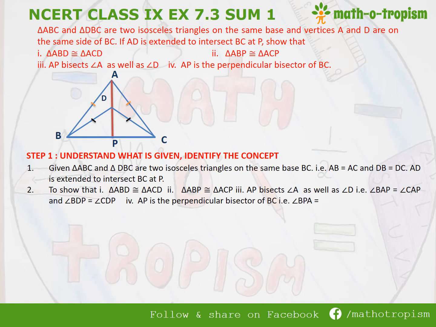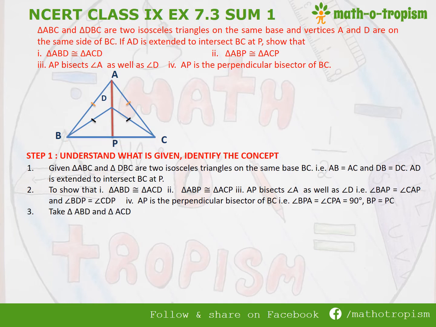Now what does the third one mean? It means that angle BAP is equal to angle CAP, and similarly the fourth one says that AP is perpendicular to BC, which means angle APC and angle APB both should be 90 degrees, and since it's a bisector, it means BP should be equal to PC. So we need to prove this. So first, since the congruent triangles have been given, we will start with the first one.